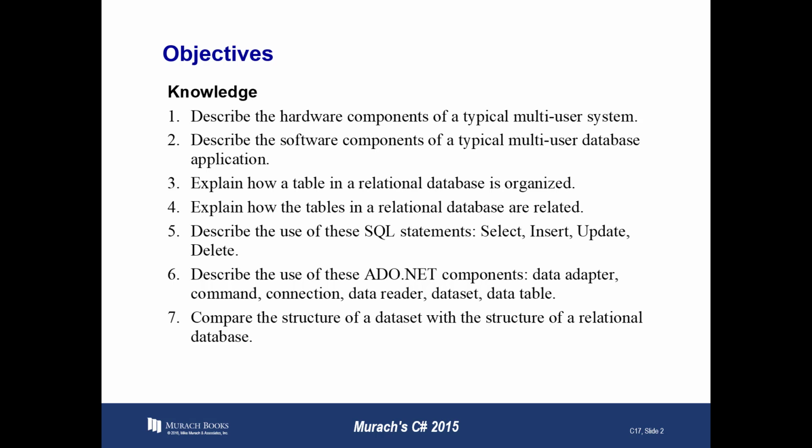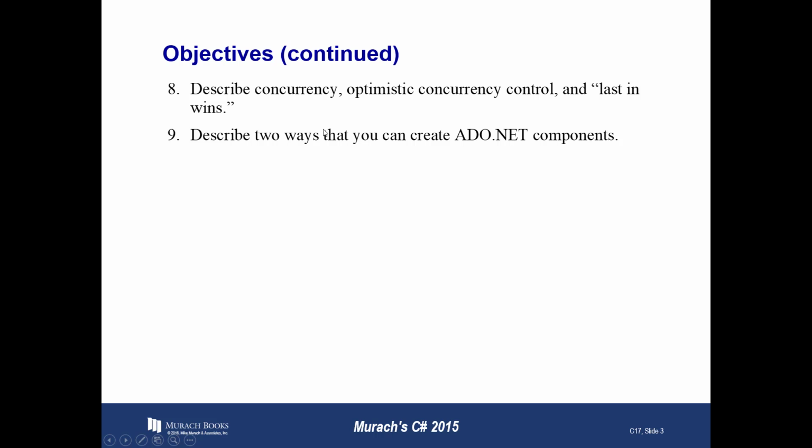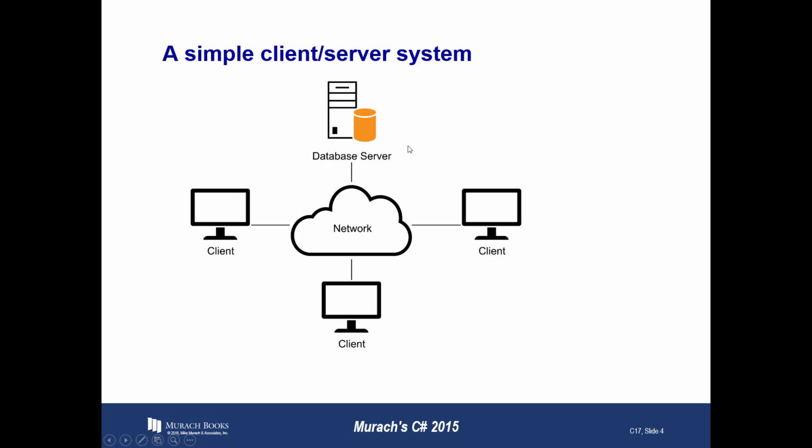Describe the use of what is typically referred to as CRUD. Rather than select, insert, update, and delete, it's usually create, read, update, and delete. Describe the use of these ADO, which is ActiveX data objects, .NET components, a data adapter, command, connection, data reader, data set, and data table. Compare the structure of a data set with the structure of a relational database. Describe concurrency, optimistic concurrency control, and last in wins. And finally, describe 2 ways that you can create ADO.NET components.